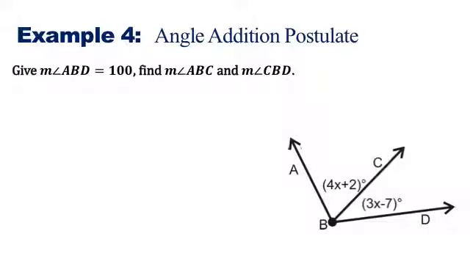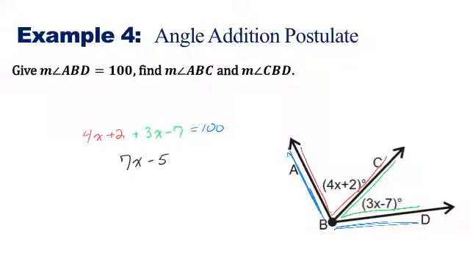So in this case, we have ABC being 4x plus 2. We have CBD being 3x minus 7. And the entire angle, ABD, being equal to 100. Solving for x, we have 7x minus 5 equals 100. So 7x equals 105. So x is equal to 15.